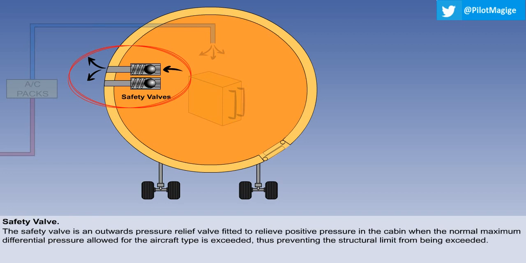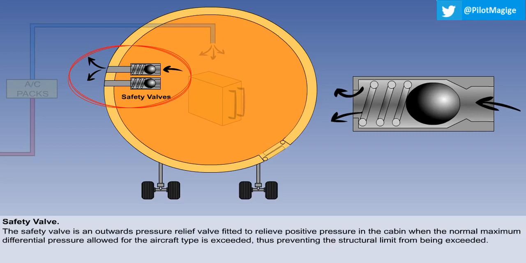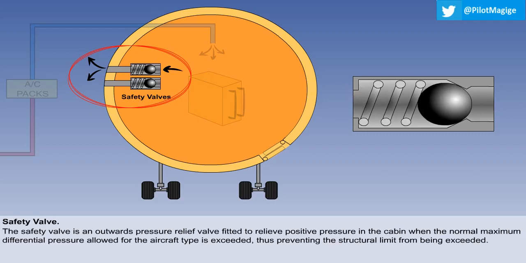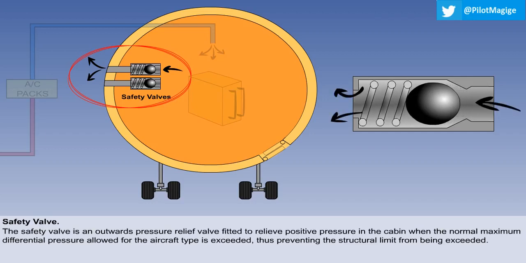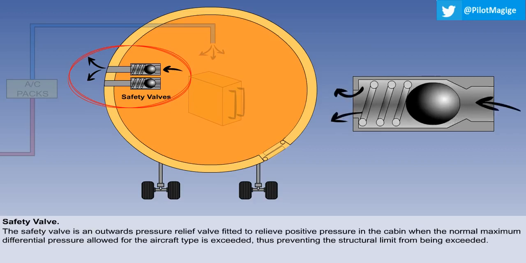The safety valve is a simple mechanical outwards pressure relief valve, fitted to relieve positive pressure in the cabin when the normal maximum pressure differential allowed for the aircraft type is exceeded, preventing the structural limit from being exceeded. This valve is totally independent of all other control systems, and will open if the cabin differential pressure rises to approximately 0.25 psi above the normal maximum. The regulations stipulate that there must be 2 safety valves fitted.